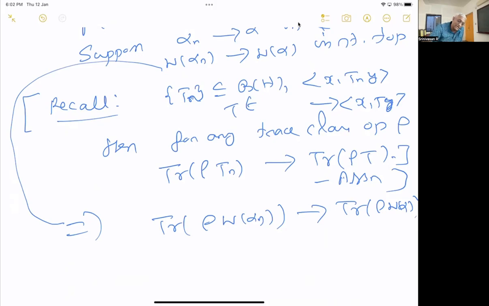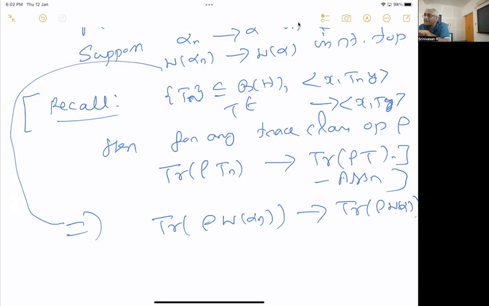We are going to use this fact again and again here. We may use it because we want to take convergence inside the trace. You can't take norm convergence. Norm convergence does not imply trace class convergence. Can you see why? Because the closure of finite rank operators is the compact operators. But the trace class is a proper subset of compact operators. So norm convergence will not imply trace convergence.